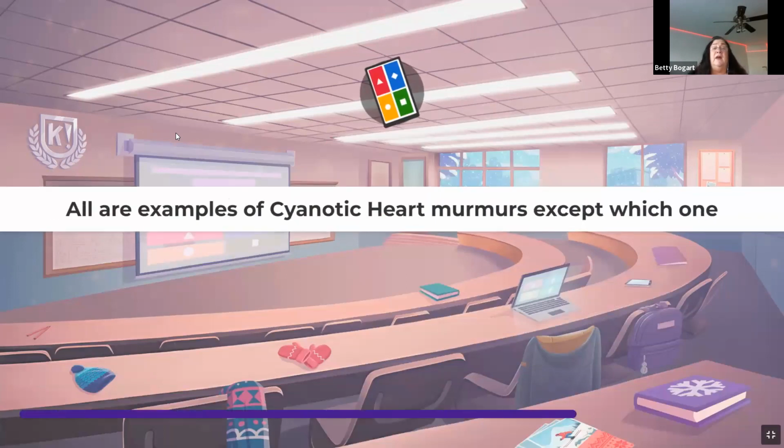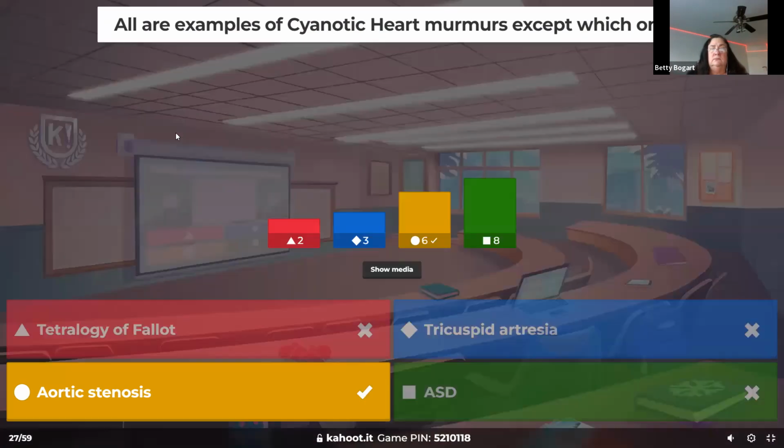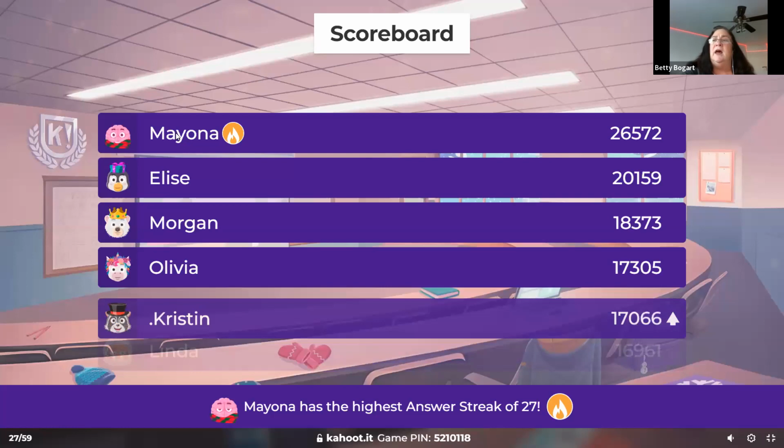All are examples of cyanotic heart murmurs, except which one? It's actually two here, and I don't have it checked. Aortic stenosis, it's still flowing, and ASD. Remember, that's increased pulmonary blood flow, so I apologize. That should also be there too. That's not cyanotic.